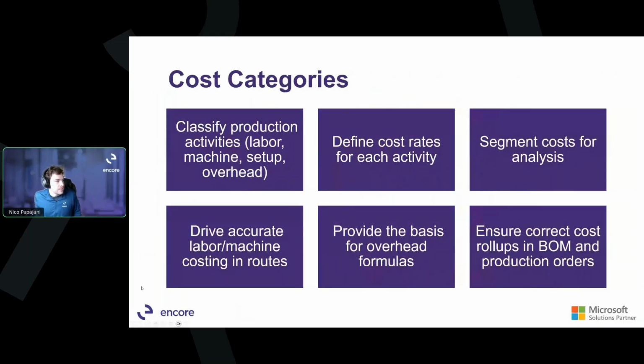Okay, so like I just talked about, quick summary of cost categories here, right? Cost categories help classify production activities. They help define cost rates for each activity. They segment costs for analysis. They drive accurate labor and machine costing in routes. They provide the basis for overhead formulas, and they ensure correct cost roll-ups in BOMs and production orders. A good, easy to remember summary for what cost categories do in routes.